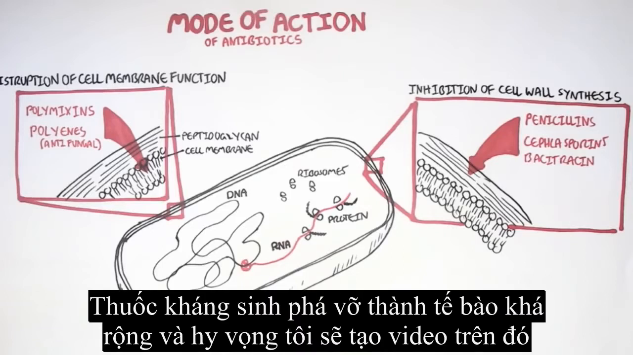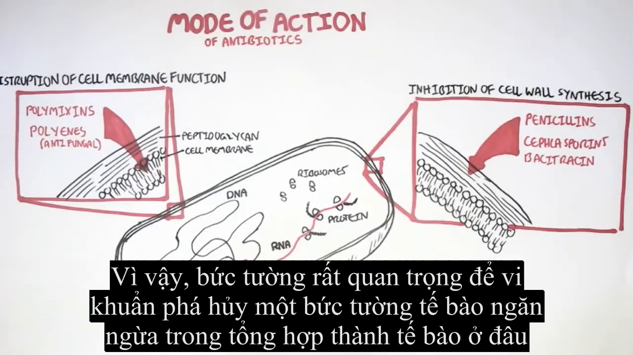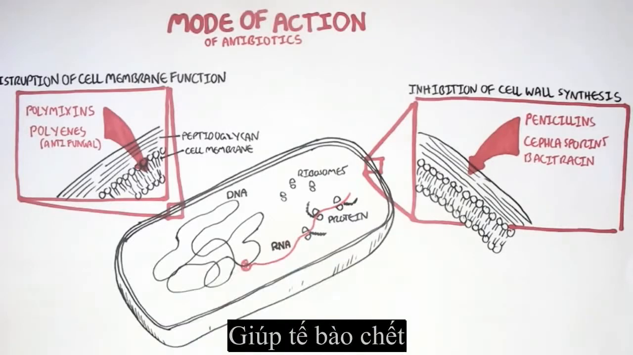Antibiotics that disrupt the cell wall is pretty extensive, and so hopefully I will make a video on that. Cell walls are important to bacteria. Disrupting the cell wall or preventing cell wall synthesis will result in cell death.